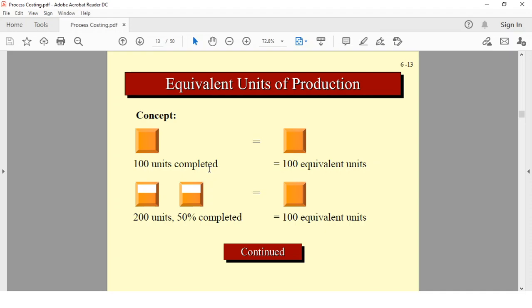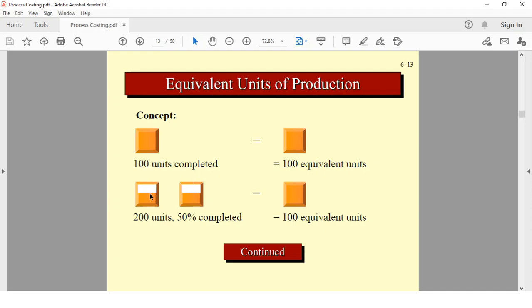If the units are completed, so for instance, 100 units are completed, your equivalent units of production, or your EUP, is 100 units too, because the 100 units were completed. Now, for example, you have 200 units and only 50% completed. So, meaning, one box is 1 unit, or 100 units. So that is two boxes, but only 50% completed. So your assumption is that out of the 200 units, 50% is done.